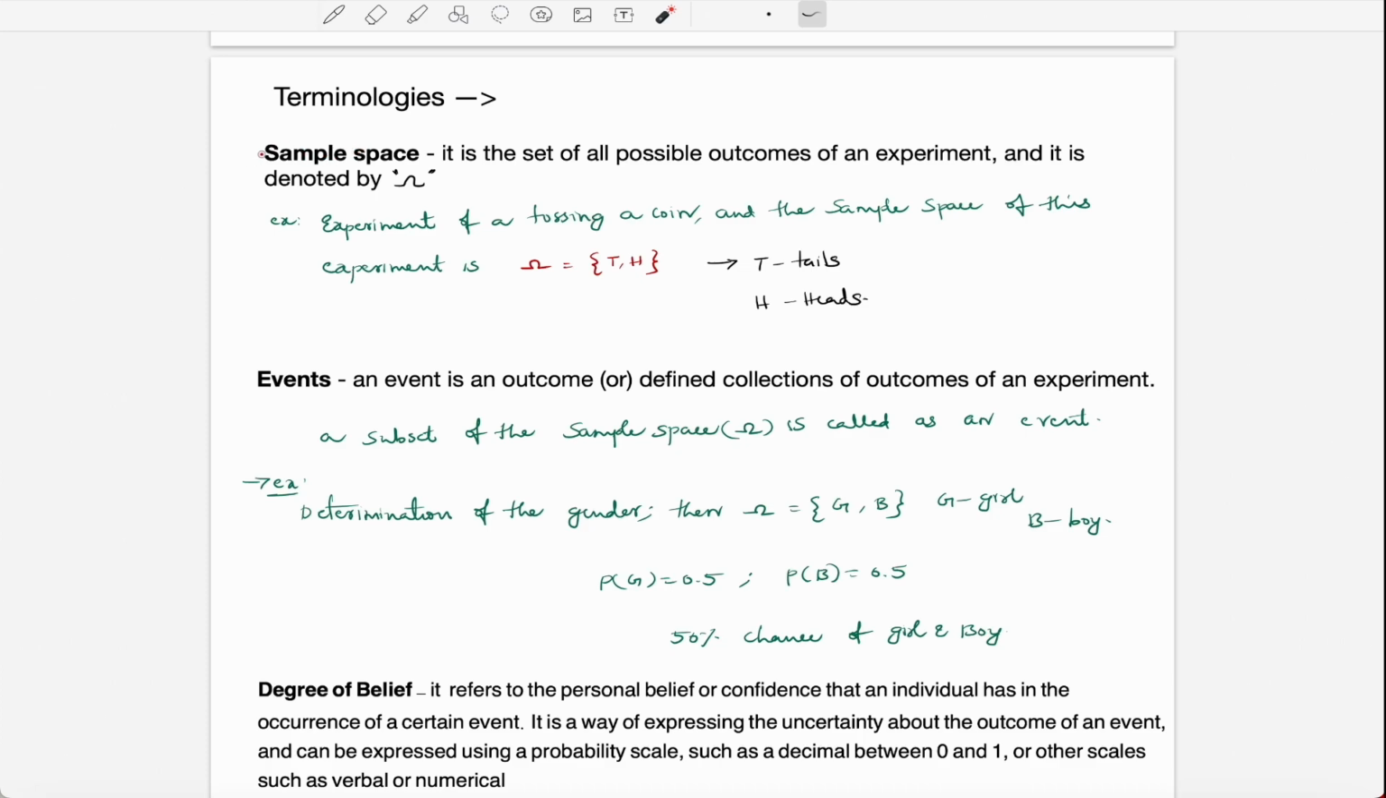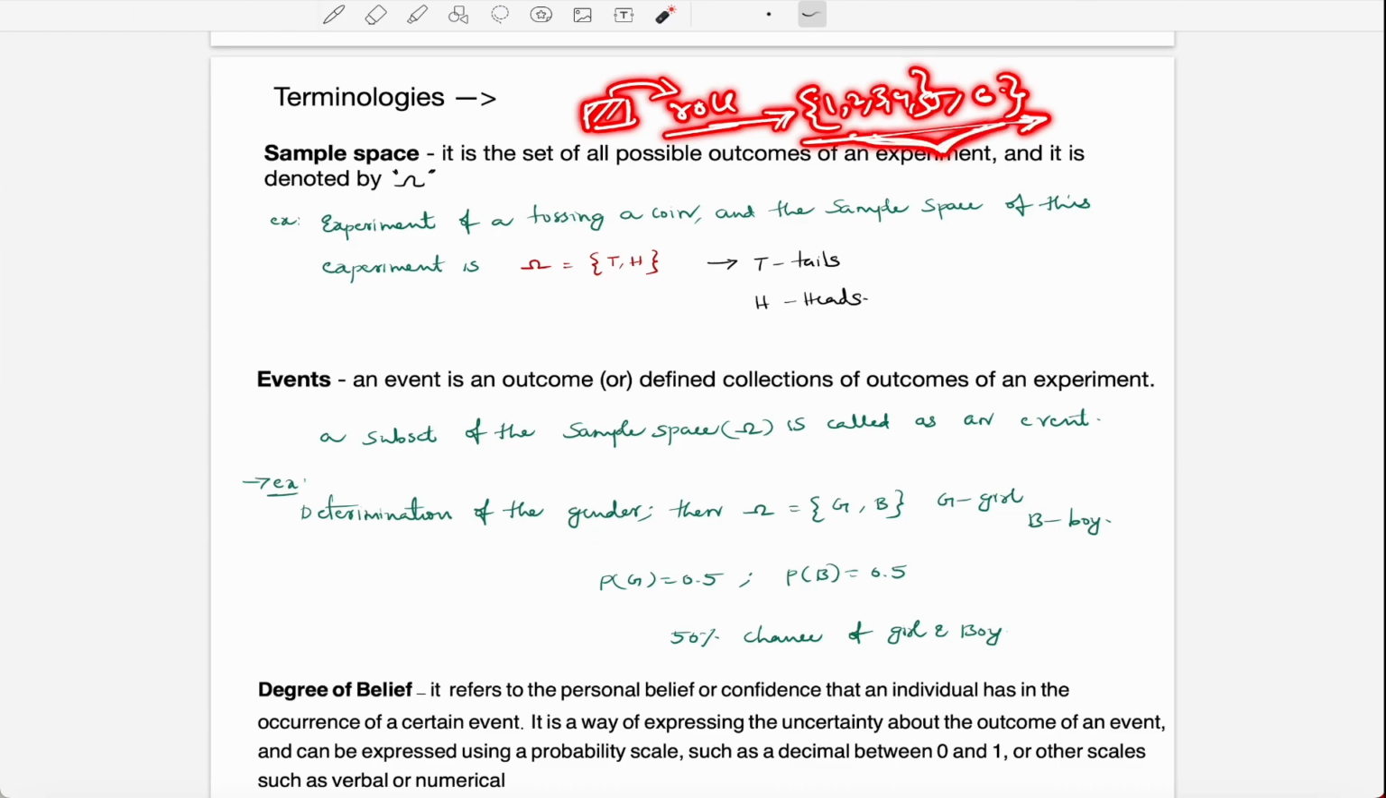Okay, so first, the sample space. What do we mean by sample space? It is a set of all possible outcomes of an experiment. For example, if we have a dice and simply roll it, what are all the possible outcomes? It may be 1, 2, 3, 4, 5 and 6. These are all the possible outcomes, right? So this is a sample space.